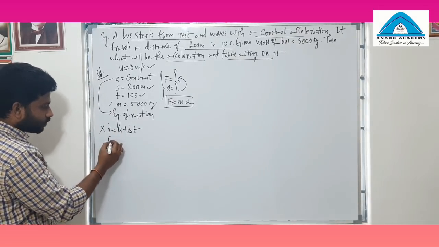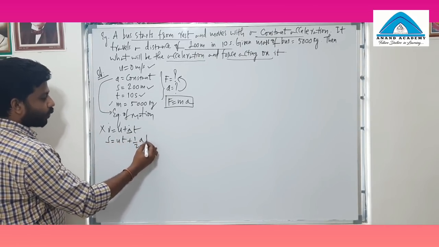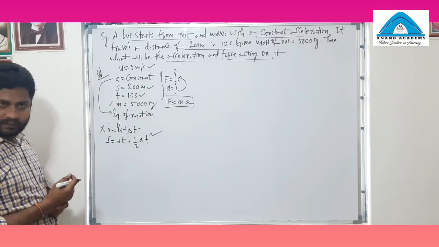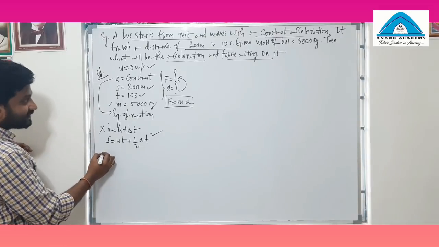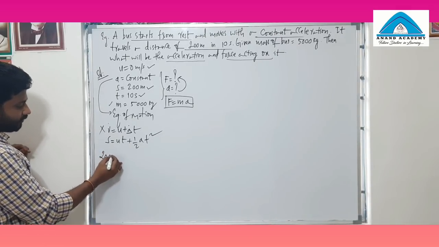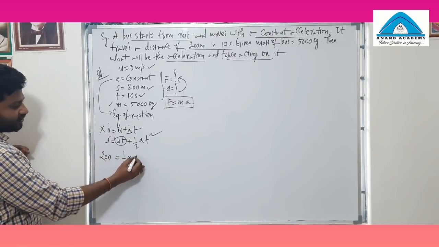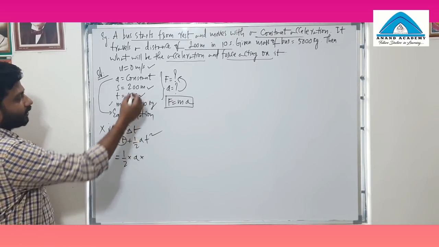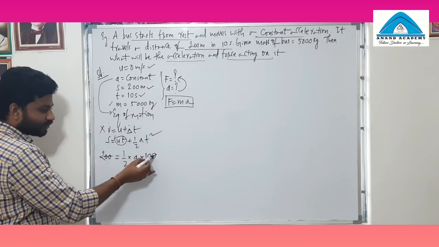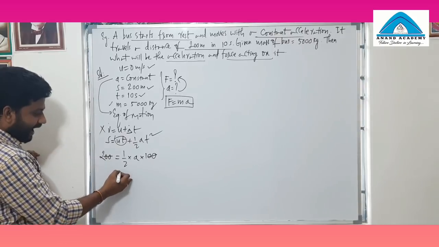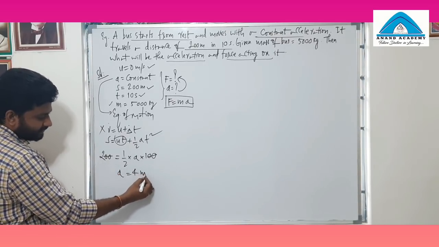So I can use S is equal to UT plus half AT square. Okay. So U into T is 0. S is given as 200, which is equal to 0 plus half into acceleration, which we need to find out, into T square. T square is 10 square, which is 100. So two zeros cancel here. So what is the acceleration we have got? 2 into 2, it's 4 meters per second square.